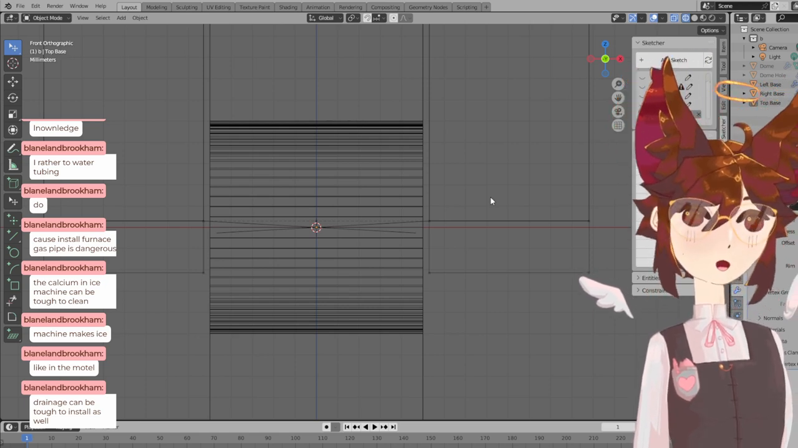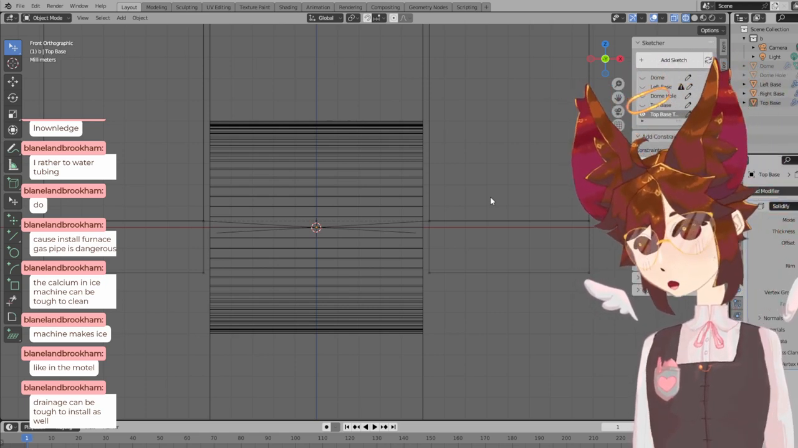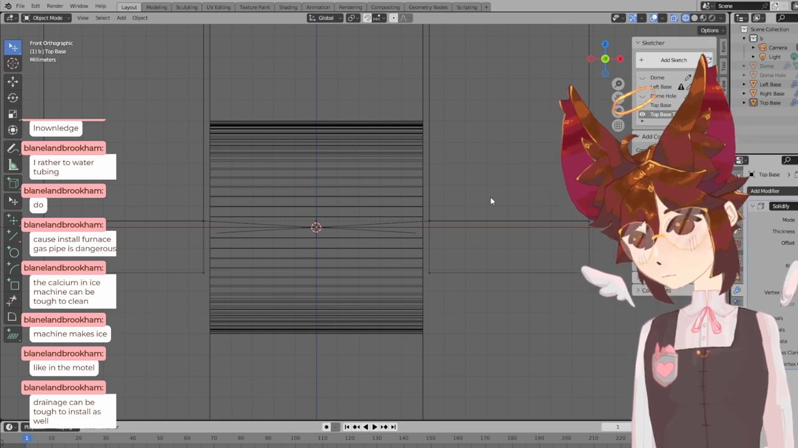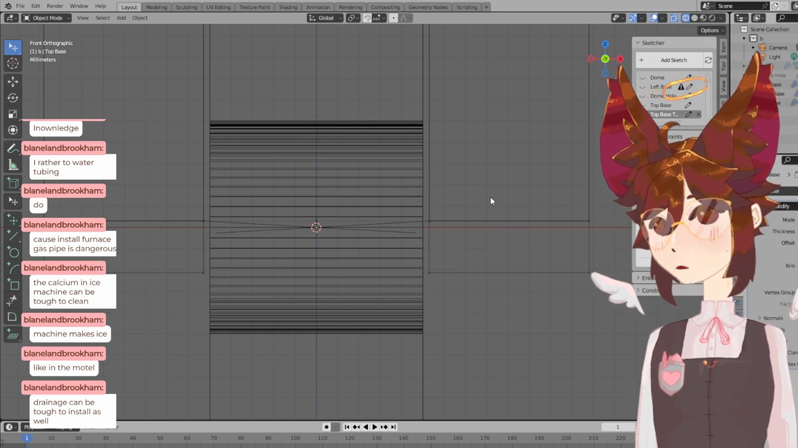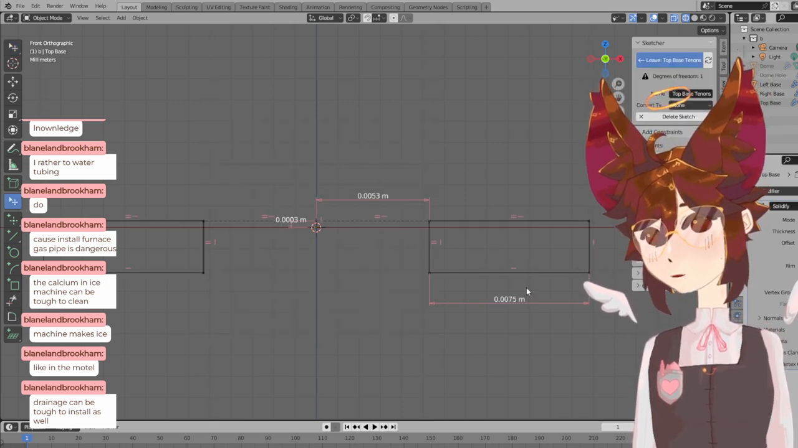It's not solid. Drainage can be tough to install as well. Yeah, I feel like it definitely would be. Did you ever have like... what was your favorite job that you worked on? Or like favorite site or whatever, I guess.